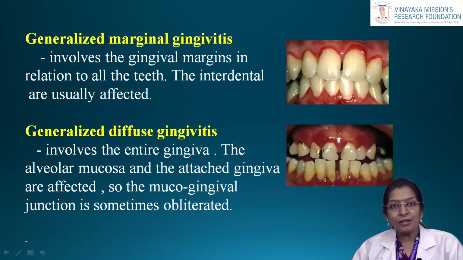It is termed as generalized marginal gingivitis when it involves the entire gingival margin of the entire tooth. Usually here the interdental papilla is also affected. Generalized diffuse gingivitis is a term given when the entire gingiva is affected, including all the marginal gingiva, interdental papilla as well as the attached gingiva. Here sometimes the mucogingival junction is also obliterated.